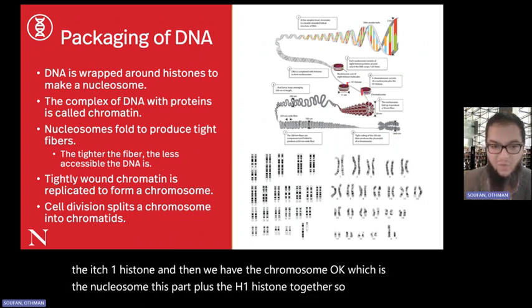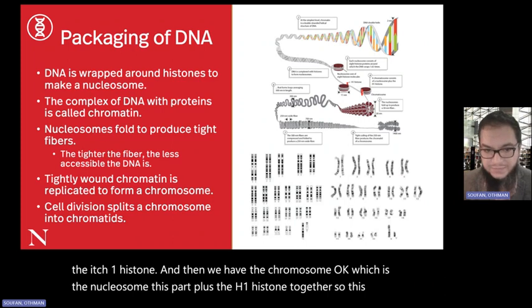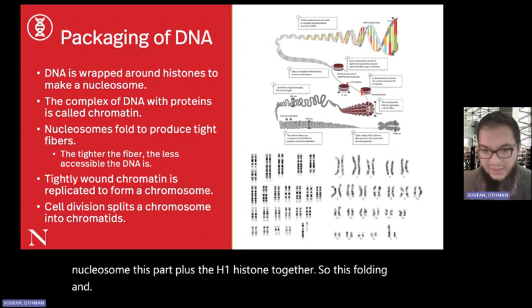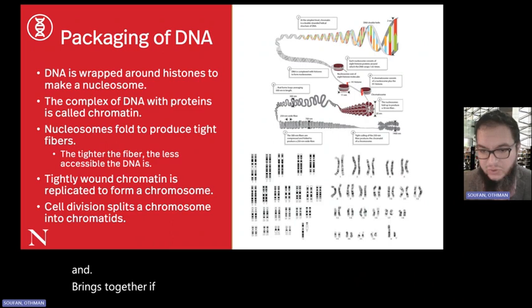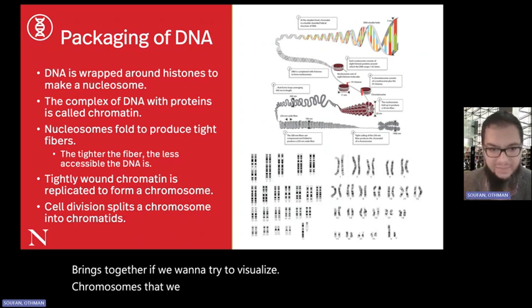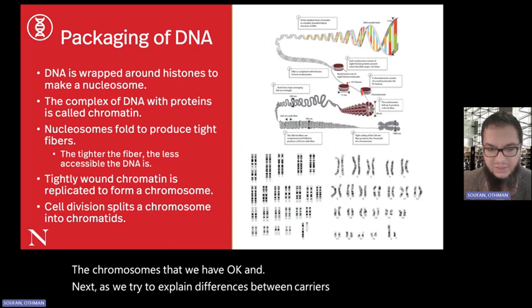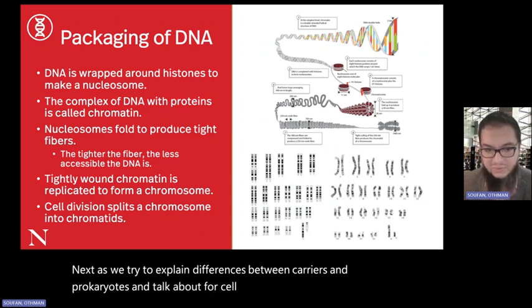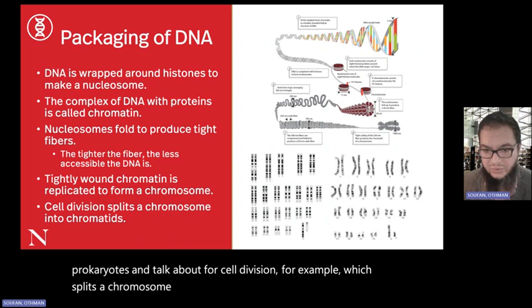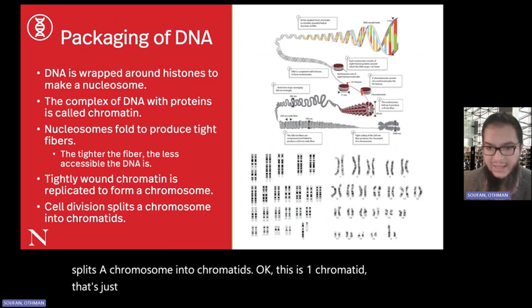So this folding brings together, if we want to try to visualize it, the chromosomes that we have. And next, as we try to explain differences between eukaryotes and prokaryotes, and talk about cell division, for example, which splits a chromosome into chromatids. This is one chromatid, but it's not a sister chromatid.